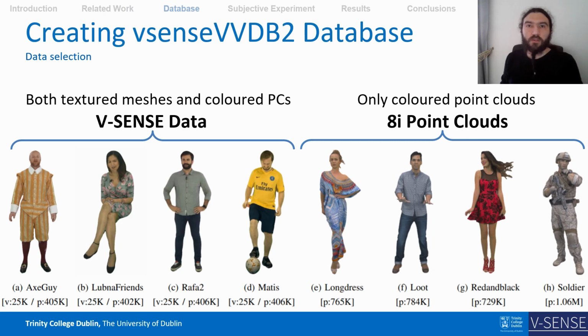We start with the creation of a large volumetric video quality database. For this purpose, we make use of two databases. First, we use the volumetric videos generated by the vsense project. The volumetric videos in our data are represented both as textured meshes and colored point clouds with 4 different contents. To increase the number of point clouds in this database, we also use the 8i voxelized point cloud database, which includes 4 other contents. The vertex or point counts are given in the caption down below.